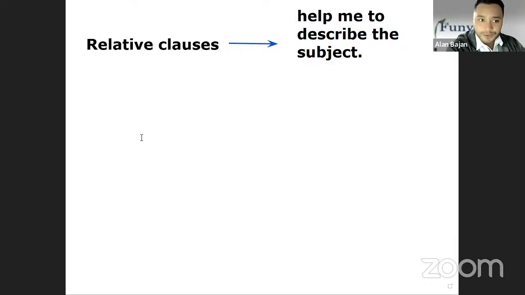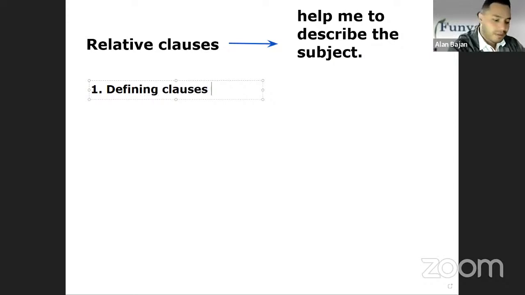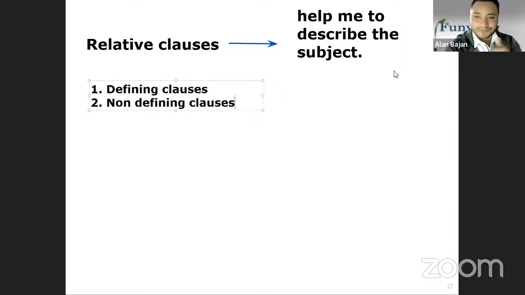We have two kinds of relative clauses. Number one is defining clauses. And number two, we have non-defining. Are we okay until this point? Yes? This is only a little refresh about yesterday's content, okay?